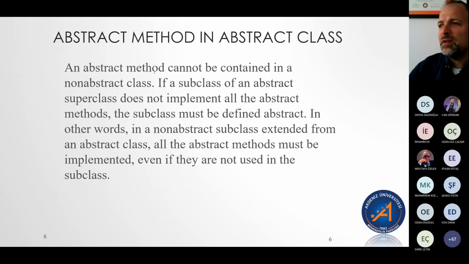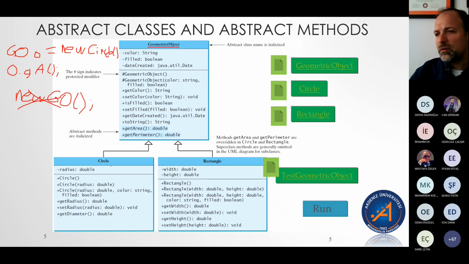Okay, moving on. An abstract method cannot be contained in a non-abstract, or concrete, class. The other word we'll use for non-abstract is concrete class. If a subclass of an abstract superclass does not override all the abstract methods, the subclass must be defined abstract. In other words, remember, subclasses inherit all of their parents' methods. So circle gets getArea and getPerimeter. Because these are abstract, if I don't define them here, the compiler will give me a compiler error.